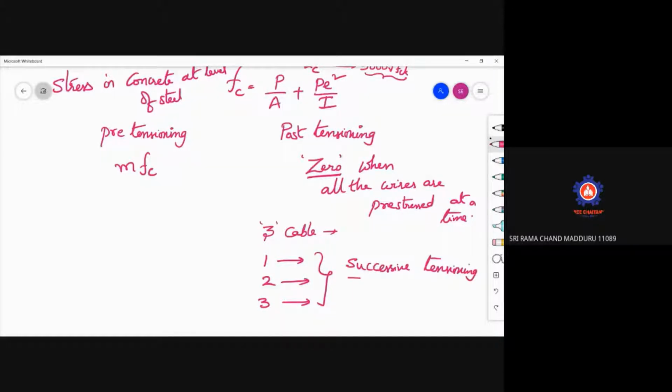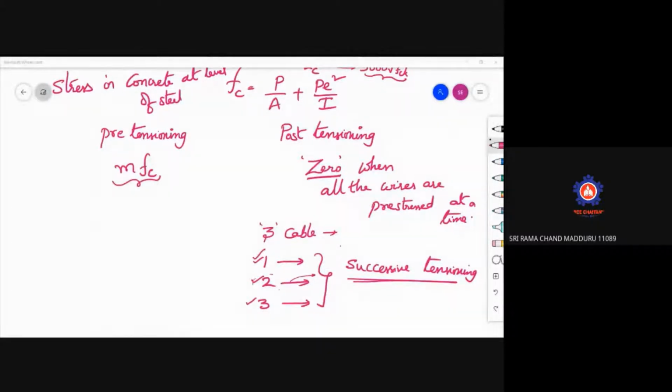When we are doing this one by one, when the first wire is stressed, there will be no loss. But when the second wire is stressed and locked or anchored, this second wire will give a loss of stress in the first wire. When the third wire is stressed, this will give a loss of pre-stress in the second and first wires. Once again I am repeating, understand this concept. We can't simply consider M into Fc. It is very, very important. You will compulsorily get this question in the second unit.